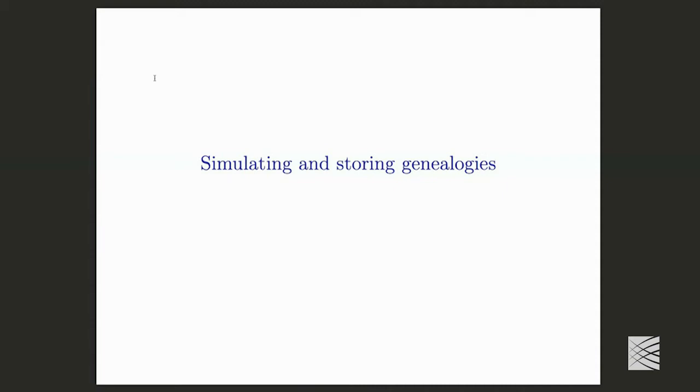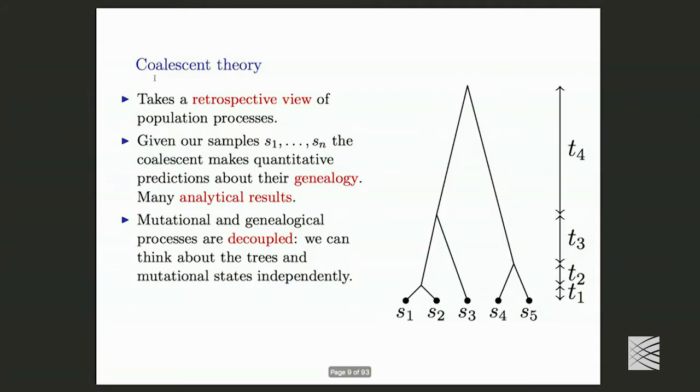So this is all built on top of coalescent theory. And coalescent theory is a very important theory in modern population genetics. Its defining feature is that it takes a retrospective view of population processes. So given our samples, S1 to Sn, we think about how their ancestors relate to each other.